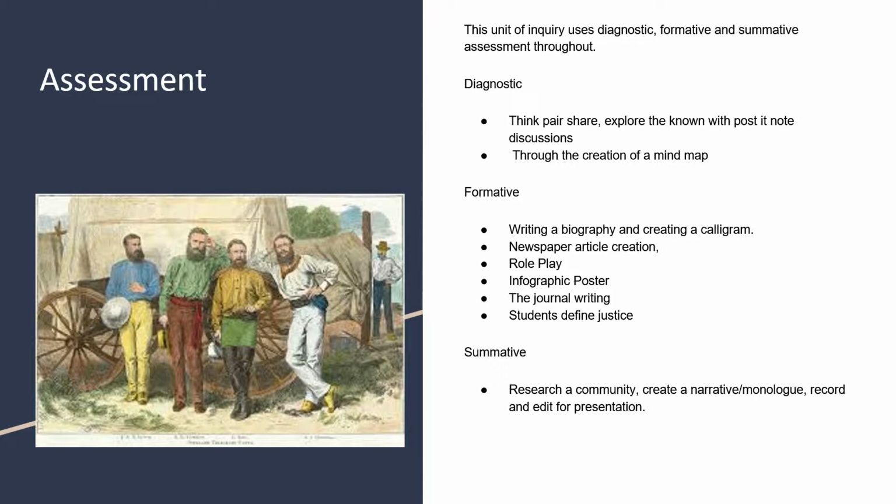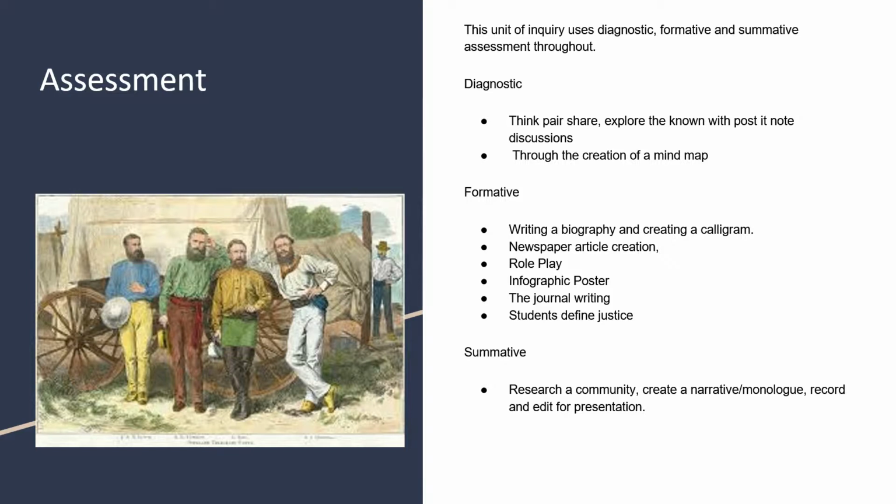A diagnostic assessment is completed through the Think, Pair, Share session, where students are asked to write on post-it notes what they already know about the topic. This, combined with the creation of a mind map, allows teachers to identify students' prior knowledge of the unit and where learning is required. Understanding students' prior knowledge also assists in sorting mixed ability grouping for learning activities to promote a scaffolding learning environment.